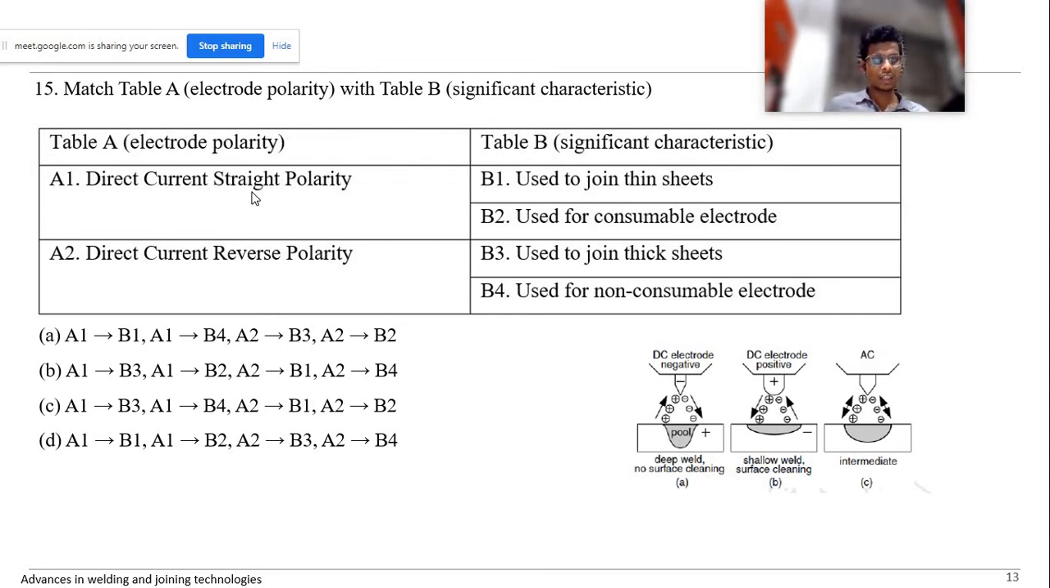First of all, direct current straight polarity and direct current electronegativity are one and the same. So first we understand direct current electronegativity, which means electrons will be traveling from here to here. Yeah, C is the correct answer. Once the electrons travel from here to here, what happens? Because of this kinetic energy, the heat generated will be more, because electrons have more velocity compared to the positive ions. So there will be higher penetration.